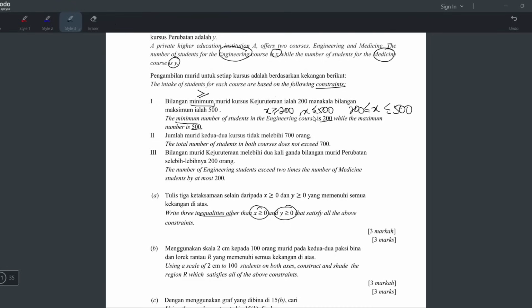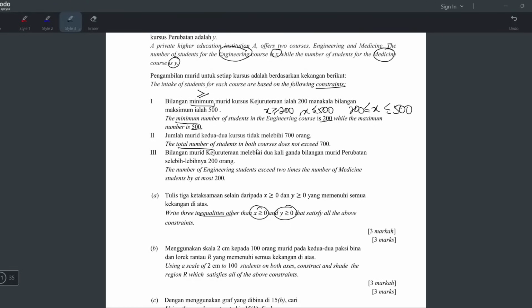You have to draw 2 lines when you draw the graph. When you do part B later, you have to draw 2 lines. But when you're doing part A, you will just write one inequality to combine them. But when you draw it, it's actually 2 vertical lines, one at 200, one at 500, and the shaded region will be somewhere in between these 2 lines. Because you have to make sure it overlaps with the second and the third inequality also. So that's why it's somewhere in between.